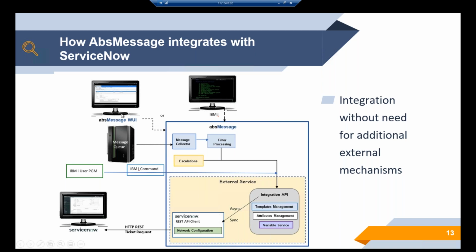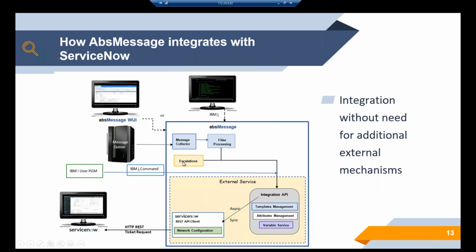So basically, what happens is your operating system will generate a message that goes to a message queue. Then the ABS message collector will pick it up and then apply it to a filter. If the filter gets selected, then the filter processing determines, based on configuration, whether it needs to go to the ServiceNow appliance through the integration API. So that's one way of getting the messages across to the ticket generating ServiceNow appliance.